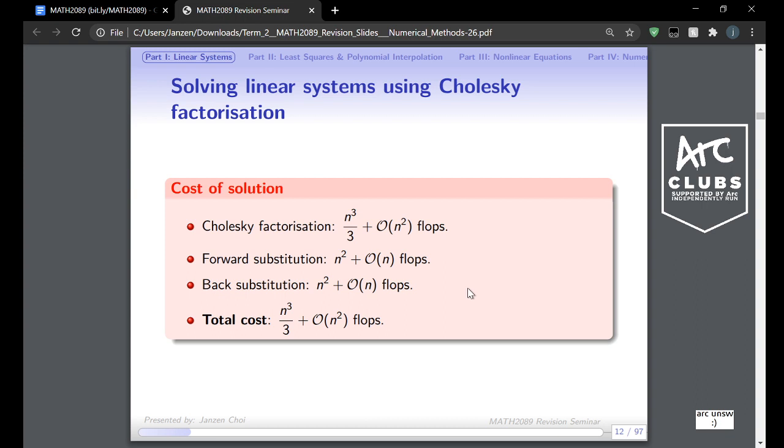Yeah, and again, the n squareds in the forward and backward substitution are accounted for in the O(n squared) here. So the total cost would basically be the cost of the Cholesky factorization, which has the dominant terms.